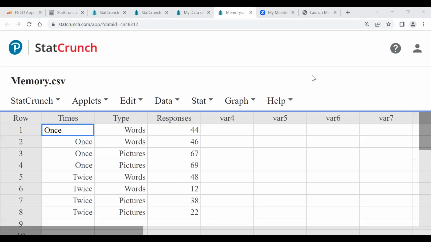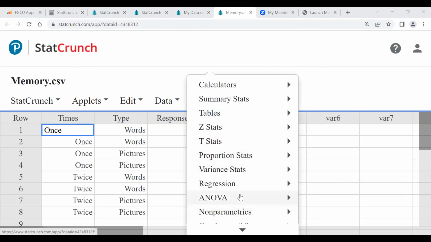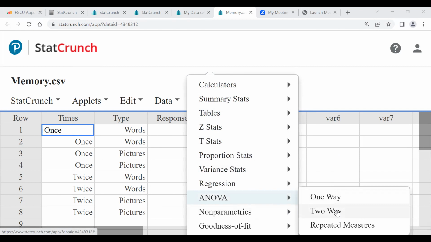Okay, so we were doing this last time. A number of times you show an item and the type of item, words, pictures. I showed you how you can organize the data and convert it to a table. Those are the responses to get the two-way ANOVA. We went over to Stat, down to ANOVA, two-way.